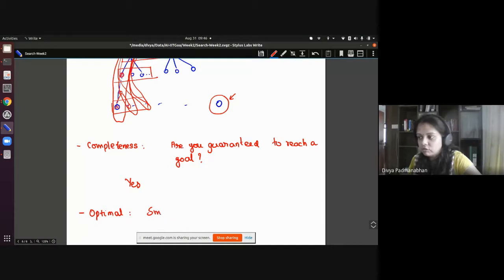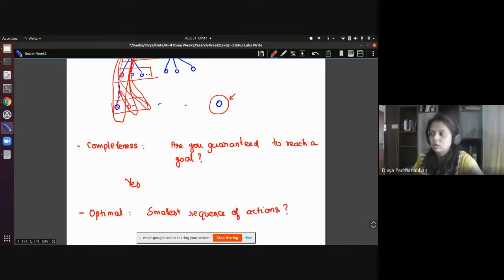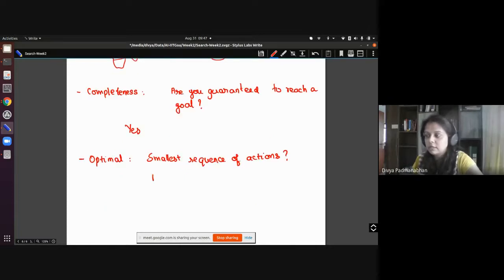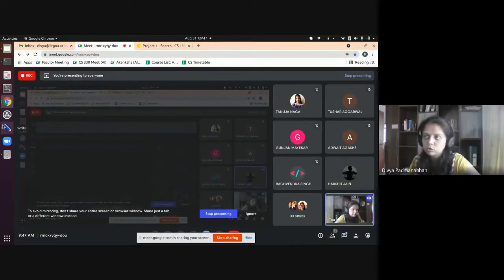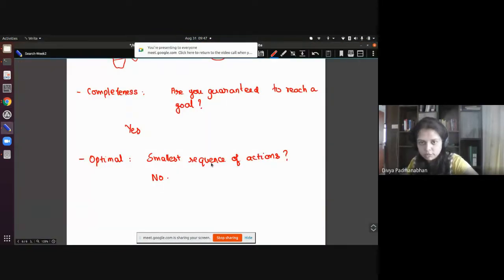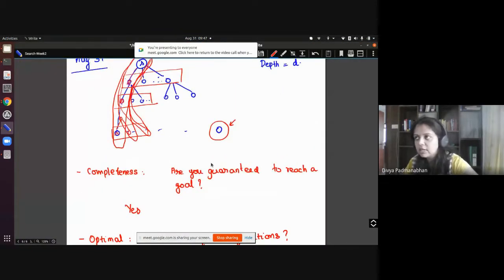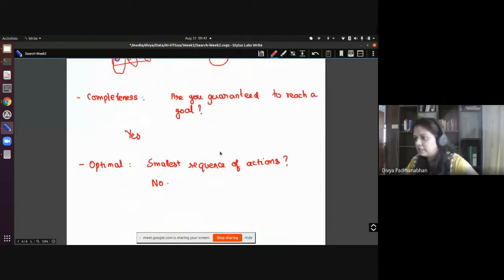Now, another thing we care about is, is it optimal, in the sense, does it give the smallest sequence of actions? No, ma'am, it doesn't. Why do you say that? Ma'am, because it's brute forcing through all the nodes. Yeah, it's actually not fully a brute force, right? There is a structure to it. But yeah, the idea is right.